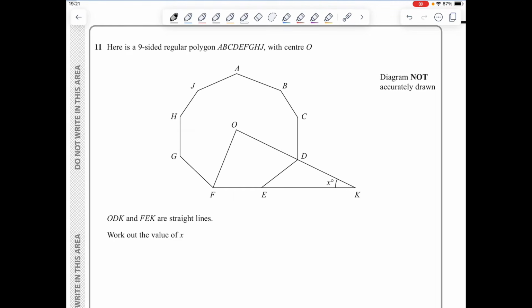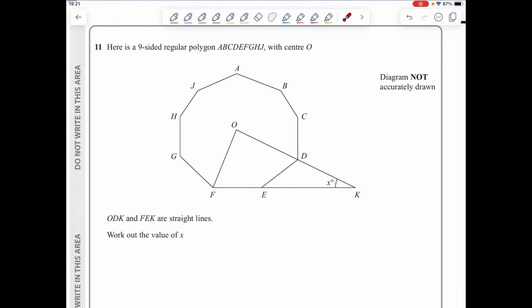For question 11, I'll start with a common mistake made by students in this question. And this is to assume that triangle DEK is an isosceles triangle, and therefore angle E here is equal to X. This is not an isosceles triangle. We have no such indication. So do not assume that this angle is equal to X. Now, to solve this question, there are various methods.